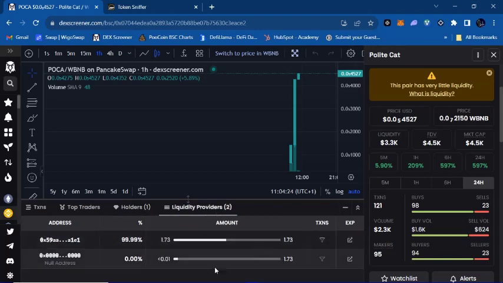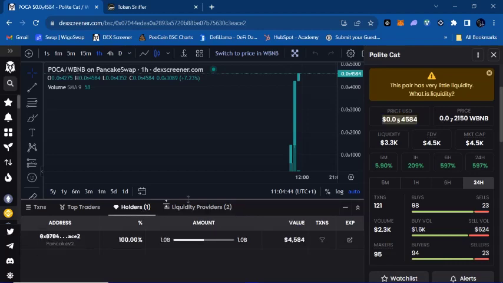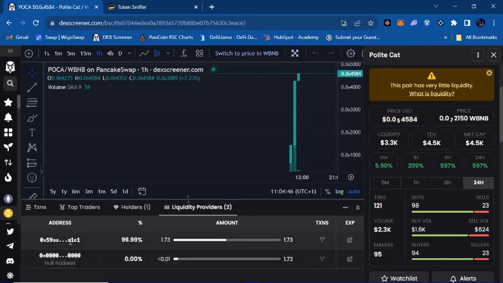Now, liquidity providers, there are two liquidity providers. This is a null address, the dead wallet, and as you can see, it has not provided any liquidity. Then this is the main liquidity provider, the one where all the liquidity has been provided into. So what it means is that the initial amount of liquidity provided for this token pair to trade with was provided by this wallet.